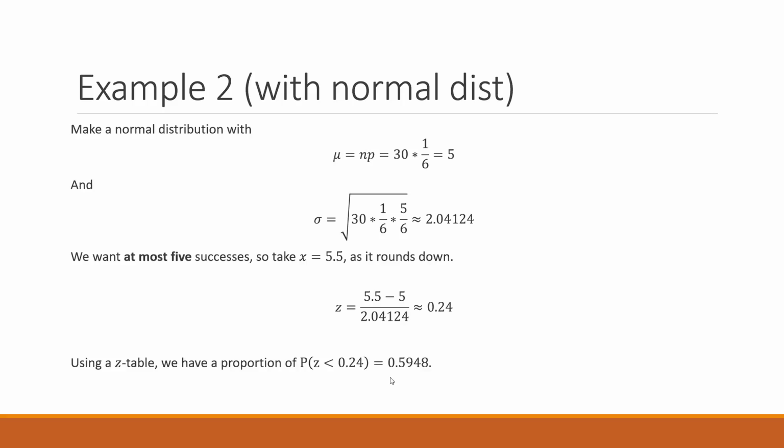So almost 60% of the time, you are going to win 5 or fewer times. That's how that works. So not great odds, right? If you wanted to win a lot shooting dice, it doesn't happen.